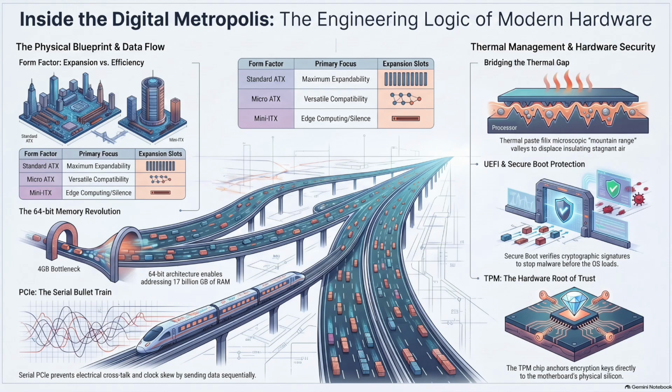And if you step into the enterprise server world, you'll see motherboards with 2 or even 4 separate CPU sockets wired together. Which, as you can imagine, introduces massive complexity in how the memory is accessed. But beyond just the physical socket, the architectural divide that really matters today is the shift in memory addressing. You mean the 32-bit versus 64-bit thing? Exactly. We are talking about 32-bit architecture versus 64-bit.